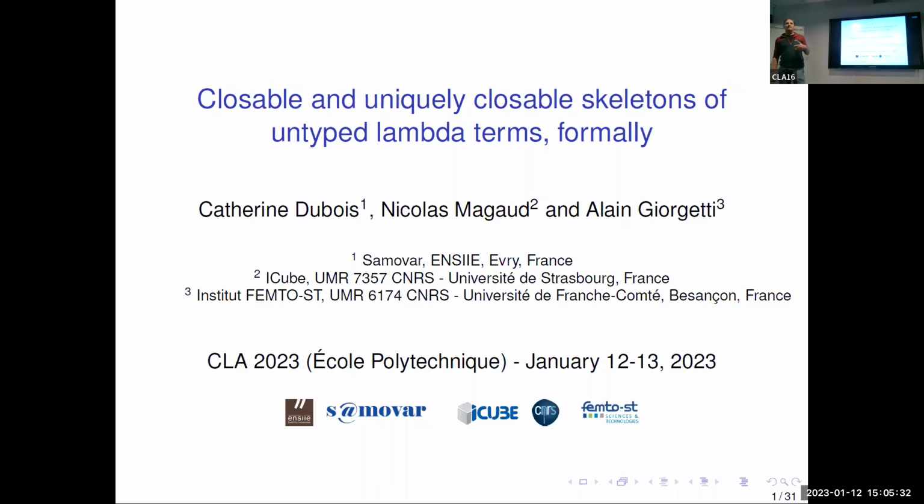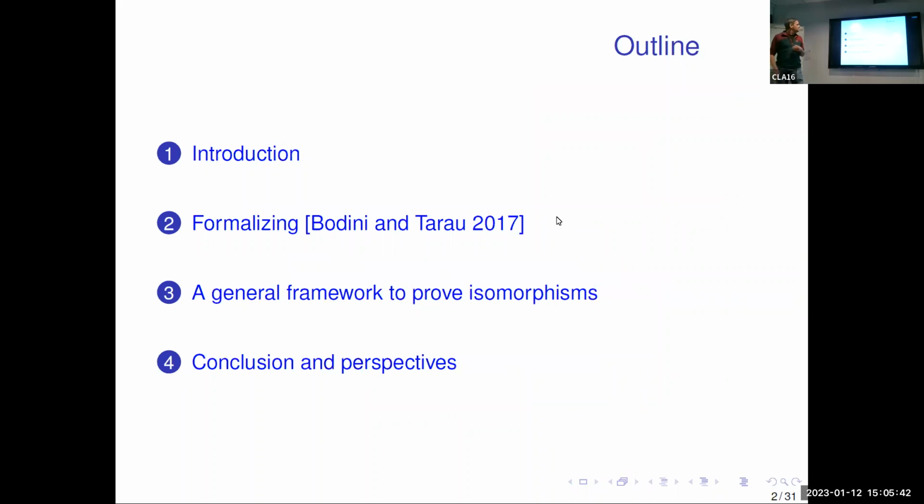Instead of describing it formally on a paper, we will describe it formally in a proof assistant. So, this is the outline of the talk. I will shortly introduce the subject, and then we will focus on a paper by Bodini and Tarau, which was presented in 2017, and that we formalized using the Coq proof assistant.